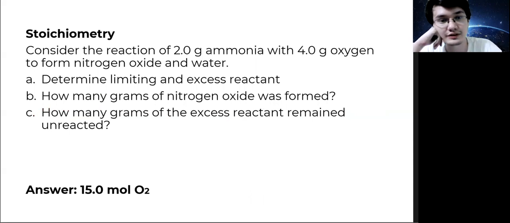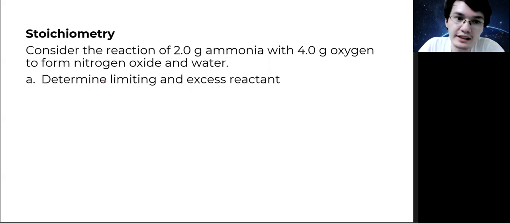Consider the reaction of 2 grams ammonia with 4 grams oxygen to form nitrogen oxide and water. Determine the limiting and excess reactant. How many grams of nitrogen oxide was formed? How many grams of the excess reactant remain unreacted? Again, the limiting reactant is what limits the reaction and the amount of product produced. The excess is what is left over after the reaction.